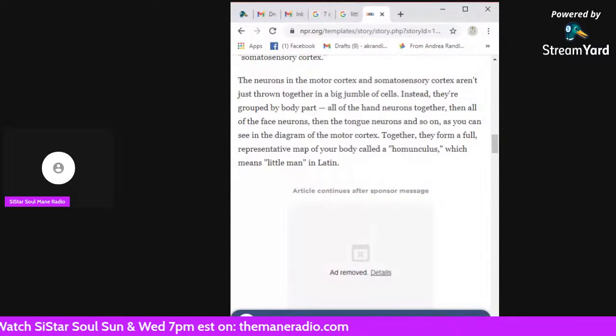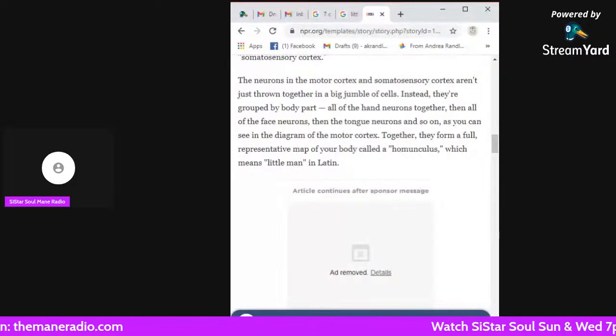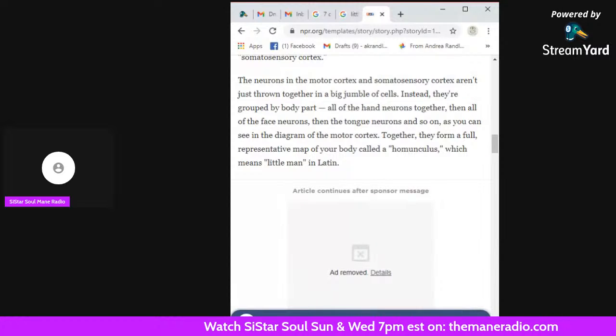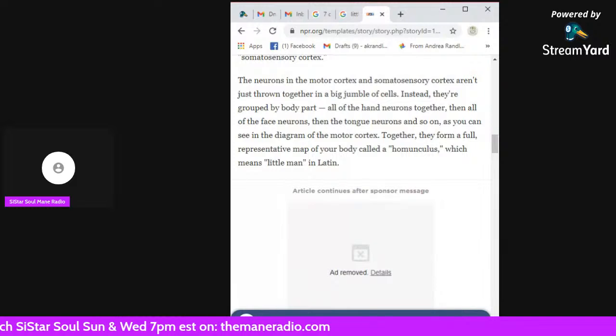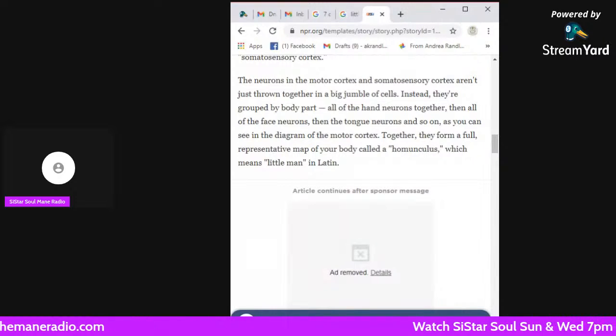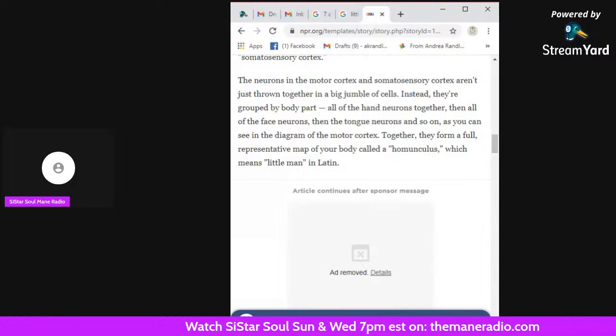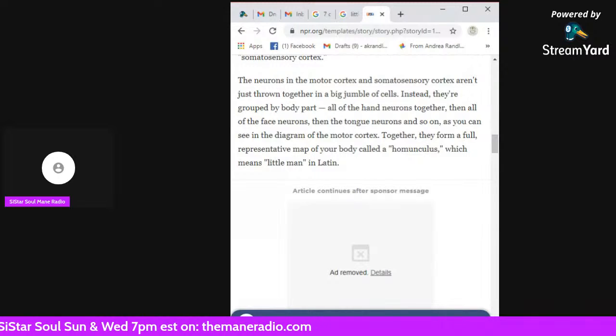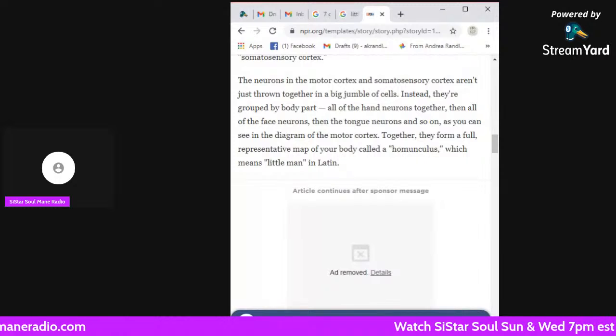The neurons in the motor cortex and somatosensory cortex aren't just thrown together in a big jumble of cells. Instead, they're grouped by body parts. All the hand neurons together, then all of the face neurons, then the tongue neurons, and so on. And you can see in the diagram of the motor cortex, the one we just saw above, guys. Together, they form a full representative map of your body called the homunculus, which is the little man in Latin. Oh, it was Latin, not Greek. My bad. I said Greek earlier, guys. It was actually Latin.